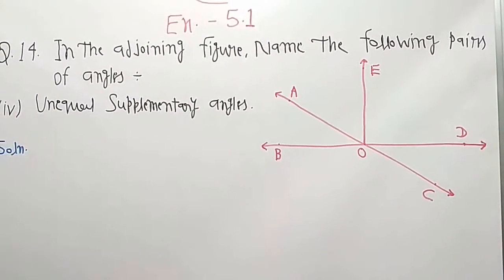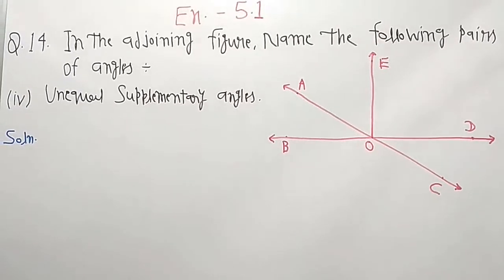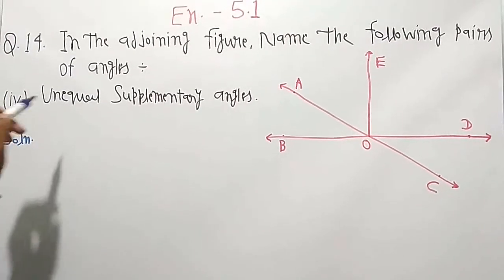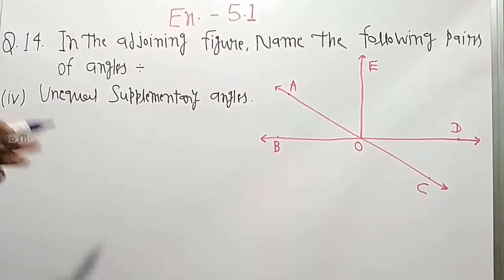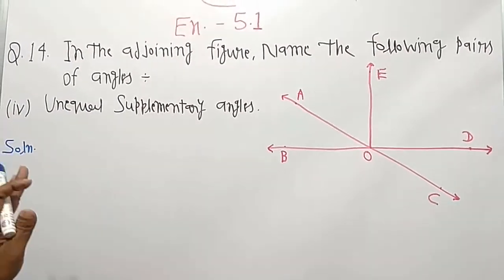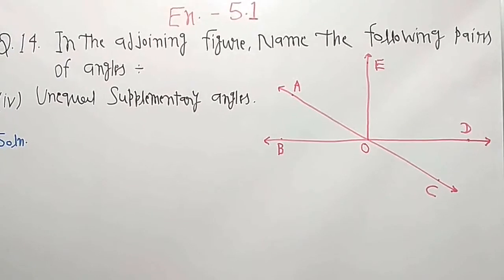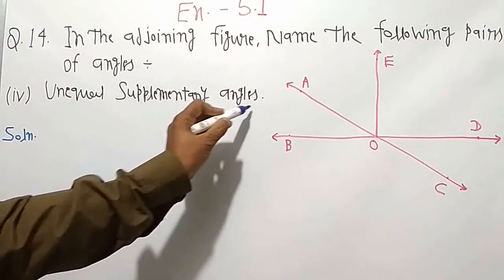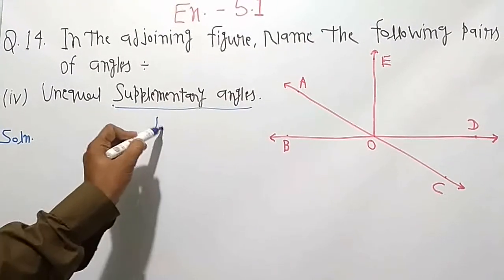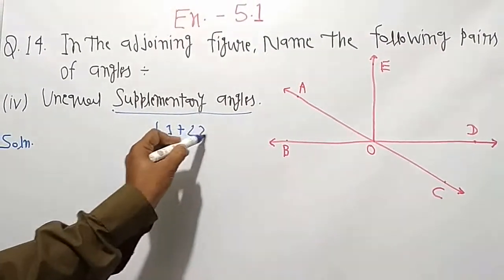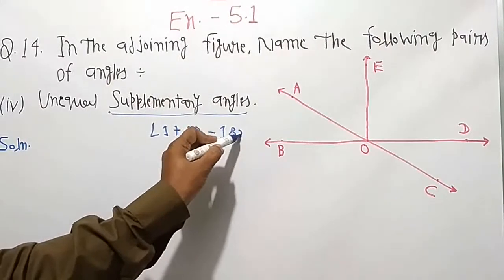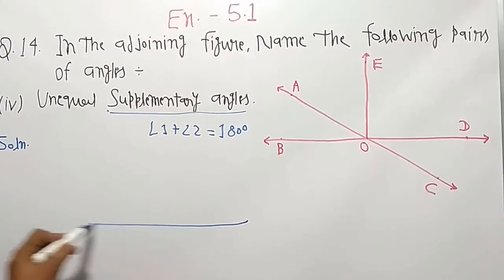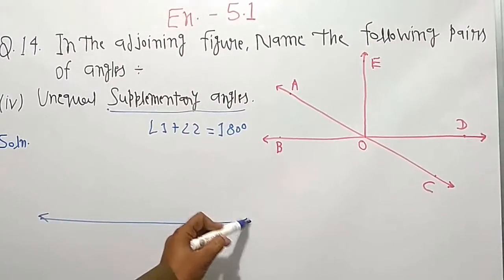In our earlier part three, we searched for the pairs of equal supplementary angles. Now it is unequal supplementary angles, in which the measurements of angle 1 and angle 2 are not the same, but they give us 180 degrees. Because what is the meaning of supplementary angles? Angle 1 plus angle 2 gives us 180 degrees. So now we draw this figure, the required part of this figure.